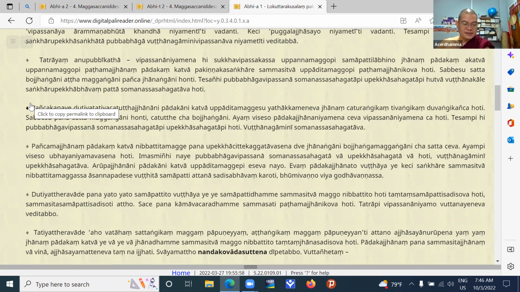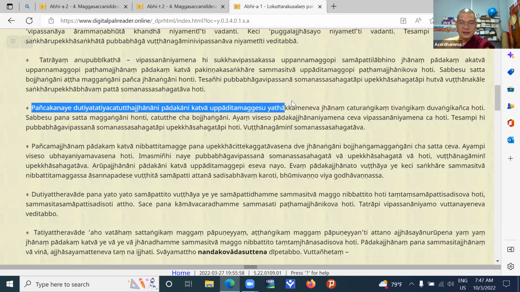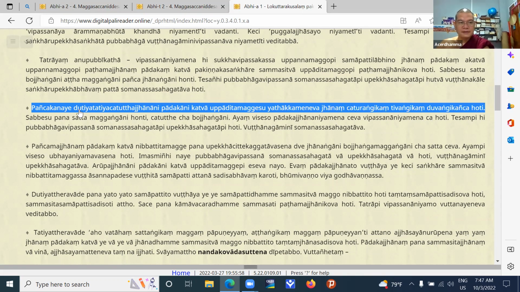Pājaka niye dutiya tatiya chaturtha janani parganika twa. In the Padakaneya, there will be 5 jhanas: the first, the second, the third, the fourth, and the fifth. But here, in the Pajakaneya, making the second jhana, the third jhana, the fourth jhana as basis.